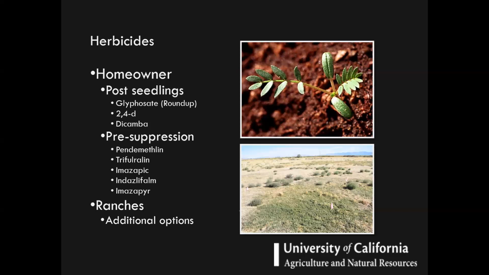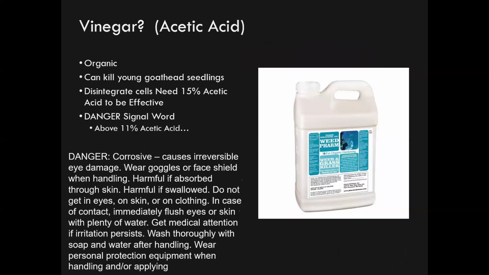And then there's a whole list of products that will give you control of the seedlings. They won't give you control of the plants once they're up and actively growing. But if you put these products out earlier in the growing season before the goat heads start to grow, you can get control of that seed bank. And then there's some different options for ranchers, but I just listed some homeowner products. And I get a lot of questions about vinegar. A lot of people want to use vinegar to control weeds.